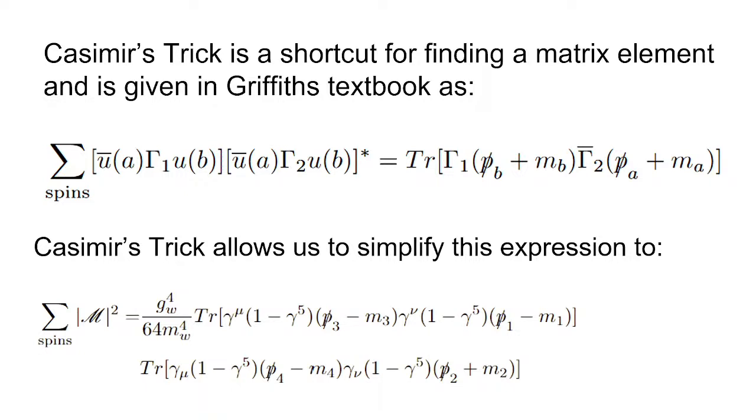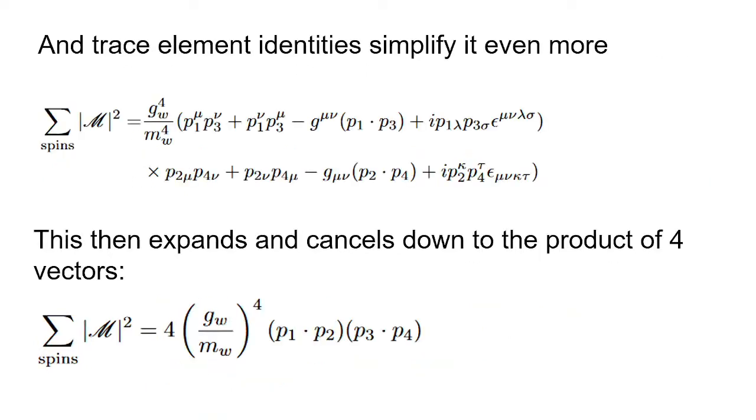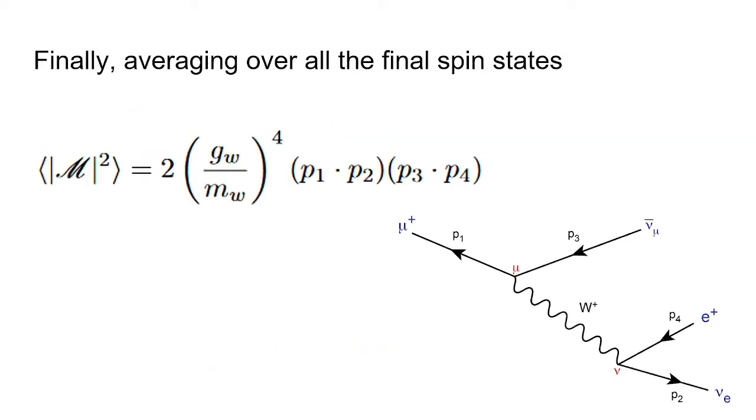The P slash there is simply P times gamma mu. Then trace element identities allow us to simplify this even more. And then, if you don't believe us, this expands and simplifies down to just a product of momenta. And then the last step we have to take is averaging over the spin states, simply dividing by 2. And then, as you can see by the Feynman diagram again, which paths relate to each other, so 1 and 2, and then 3 and 4.